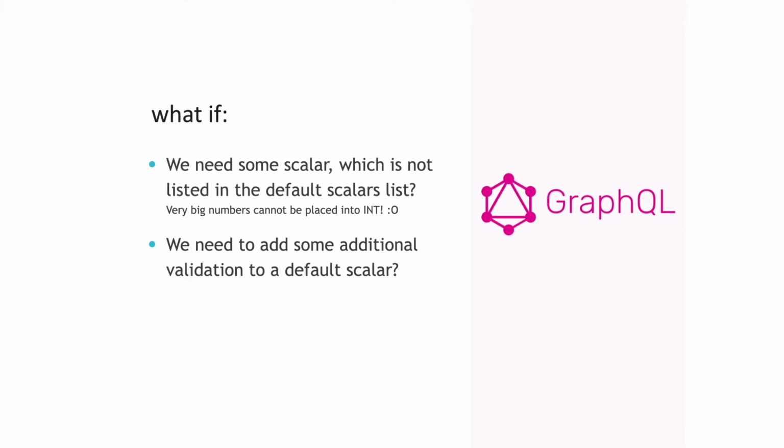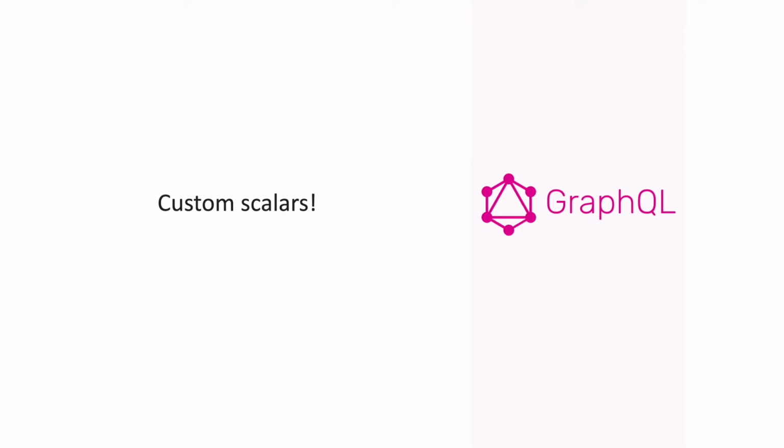For example, integer type is not enough to store very big numbers. For such cases, in other languages we use long scalar data type, which doesn't exist in GraphQL default scalars list. Or, as another use case, we need to define custom validation to some type. For example, we need to store only values which pass some validity check functions. God bless GraphQL, it provides us features which can cover these needs. We call them custom scalars.